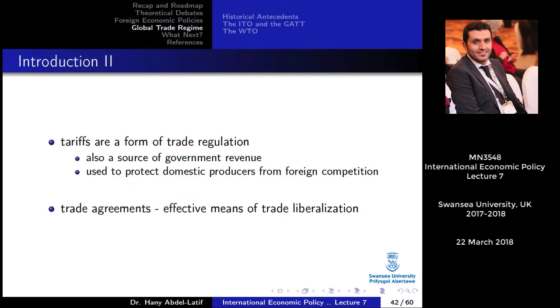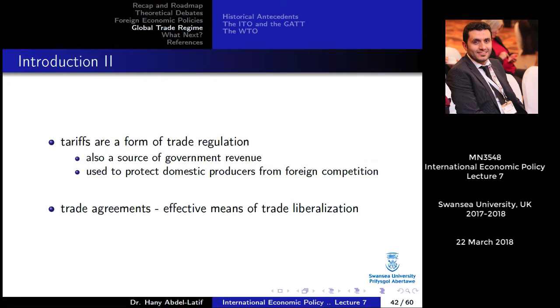But if you think about tariffs, what we're trying to do here is lower barriers in front of trade, but you need to understand what tariffs are. Tariffs are a form of trade regulation, but they are also a source of government income or revenues. So when you lower tariffs, you have less revenues as well. It's something you need to consider when you analyze international trade. Most of the time, it's used to protect domestic producers from foreign competition. So when you lower barriers in front of international trade, this will definitely have implications for domestic producers. This is something you need to think about.